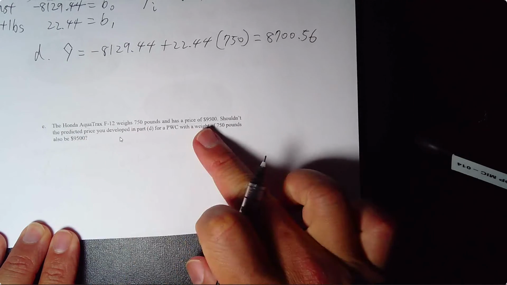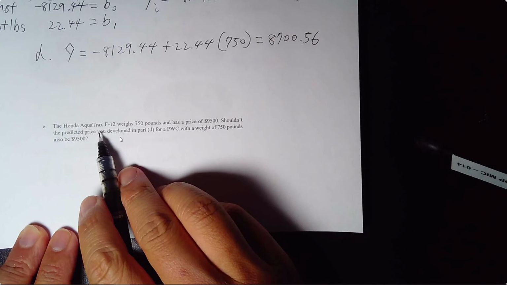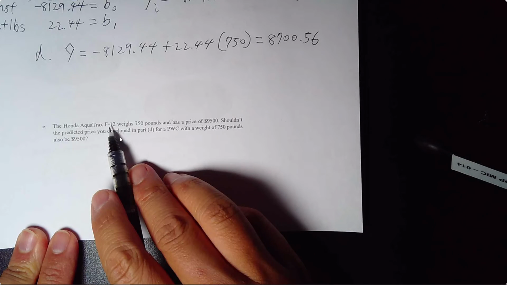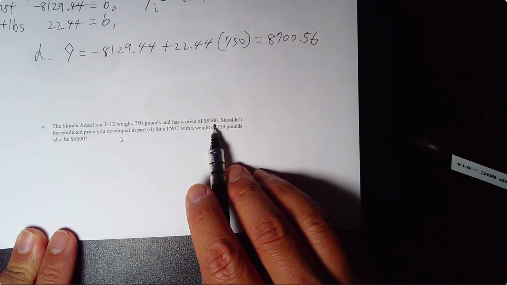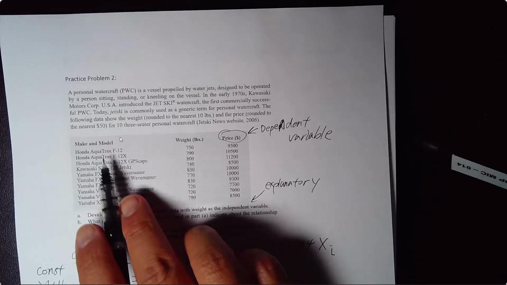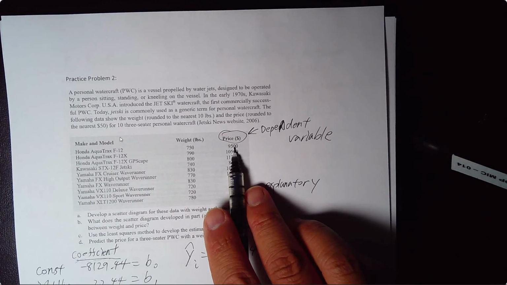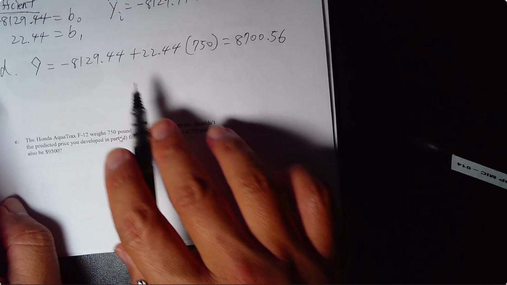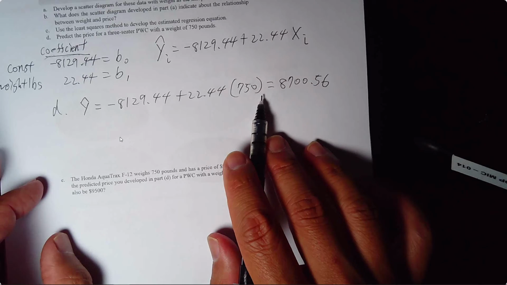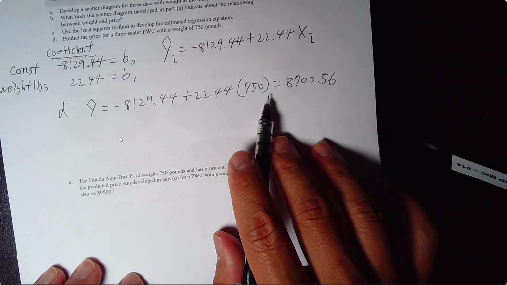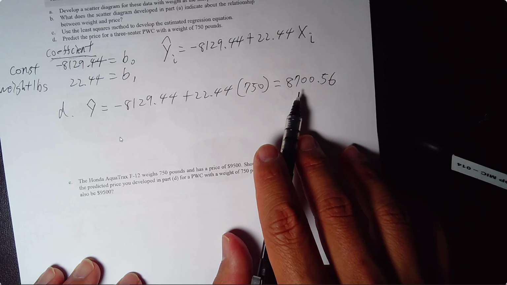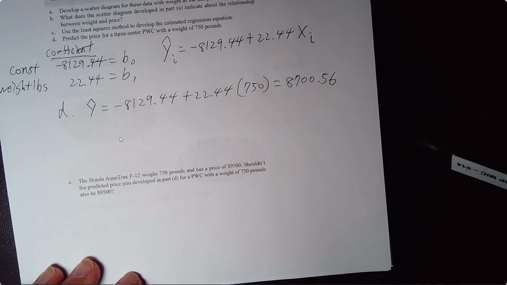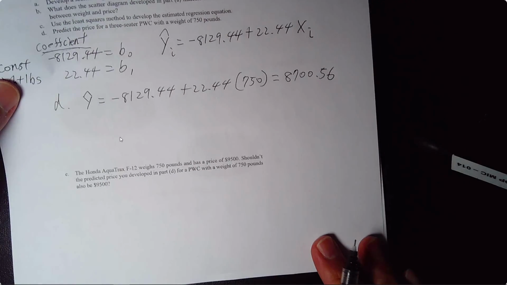All right. Now here, E is asking an interesting question. In our data set, we do have a jet ski that weighs 750 pounds, but the price is 9,500. So look, the weight is 750 pounds here, the price is 9,500. But wait a minute, we just put in our equation and predicted that a jet ski that's 750 pounds should be $8,700. So why isn't this 9,500? Is our estimate wrong?